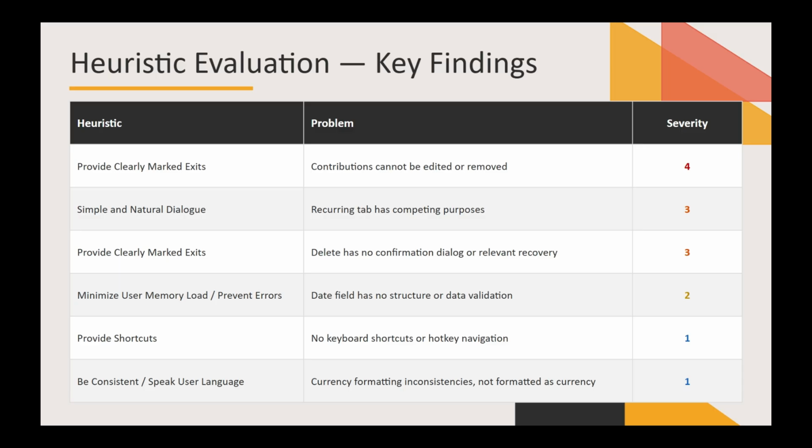Let's say a regular gambler is buying scratch tickets every few days. That would want to be in the log transaction tab so that they can log them faster, but it would not work with the current recurring structure very well. Next, delete simply has no confirmation or relevant recovery systems. Then, some other issues with the date field having no structure or validation, keyboard shortcuts not existing, and some inconsistencies in currency formatting.